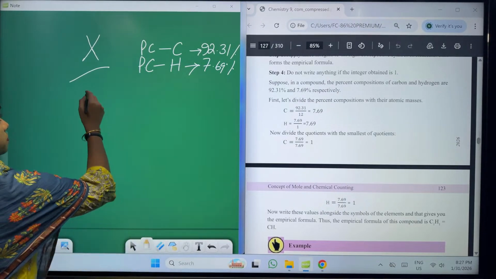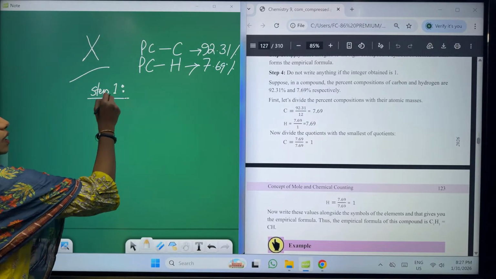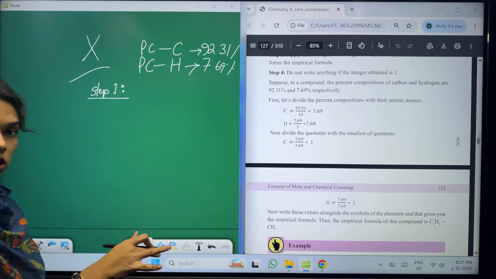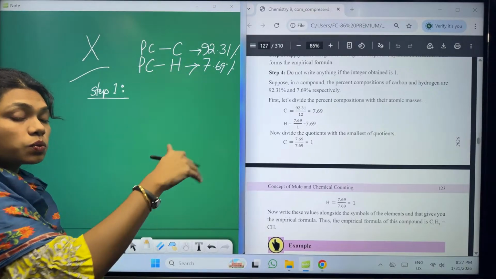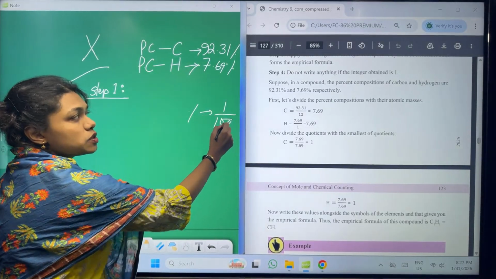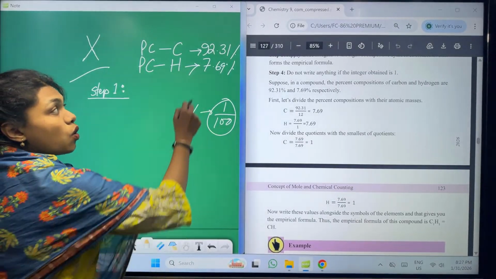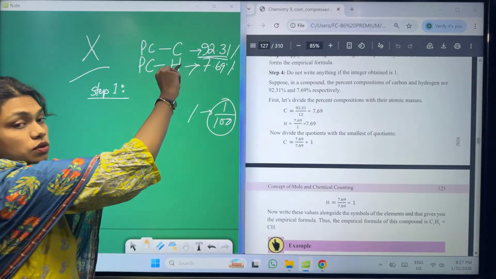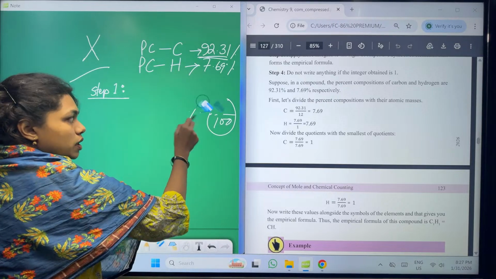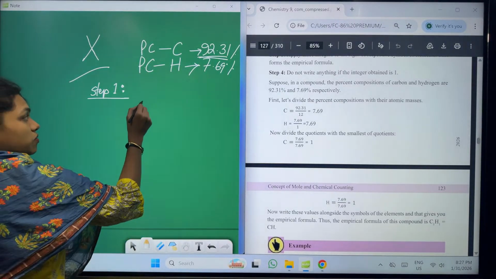Now step 1. Step 1 would be dividing the percentage composition without the percentage sign. We know that the percentage sign represents 1 by 100. Please do not use the 1 by 100 in the value, only the value of the percentage, not the sign. So we are not going to use the sign, only the value.